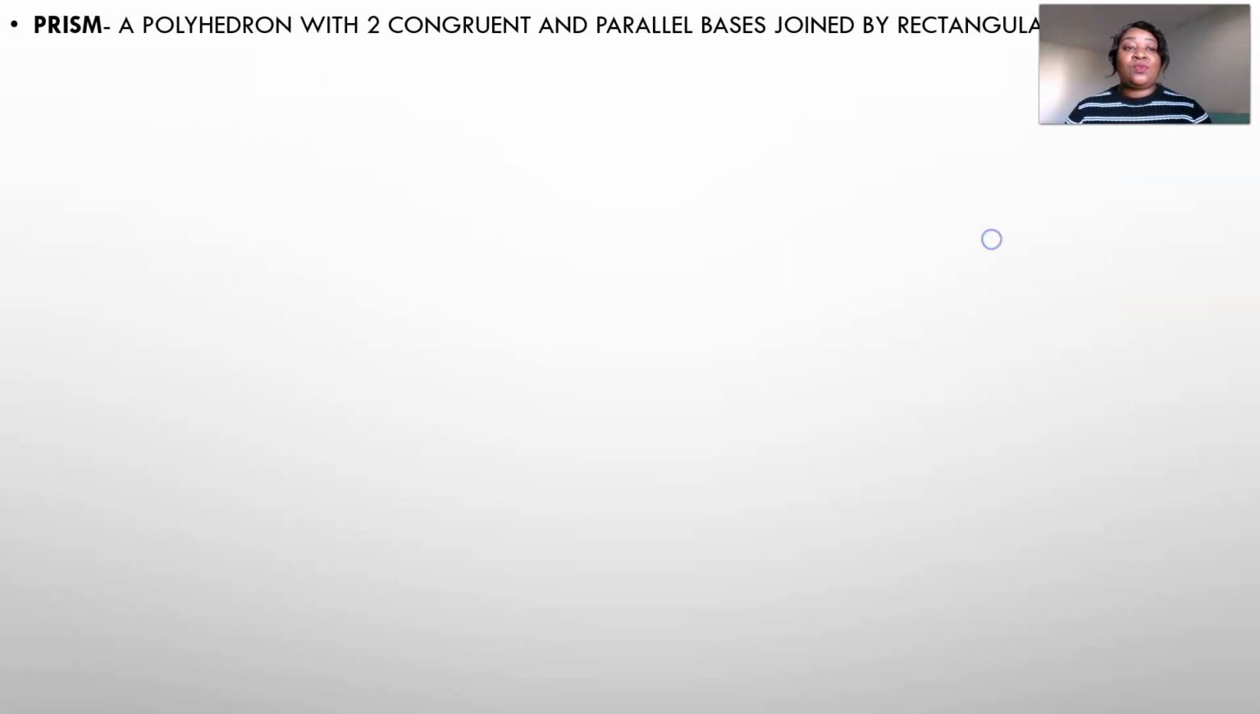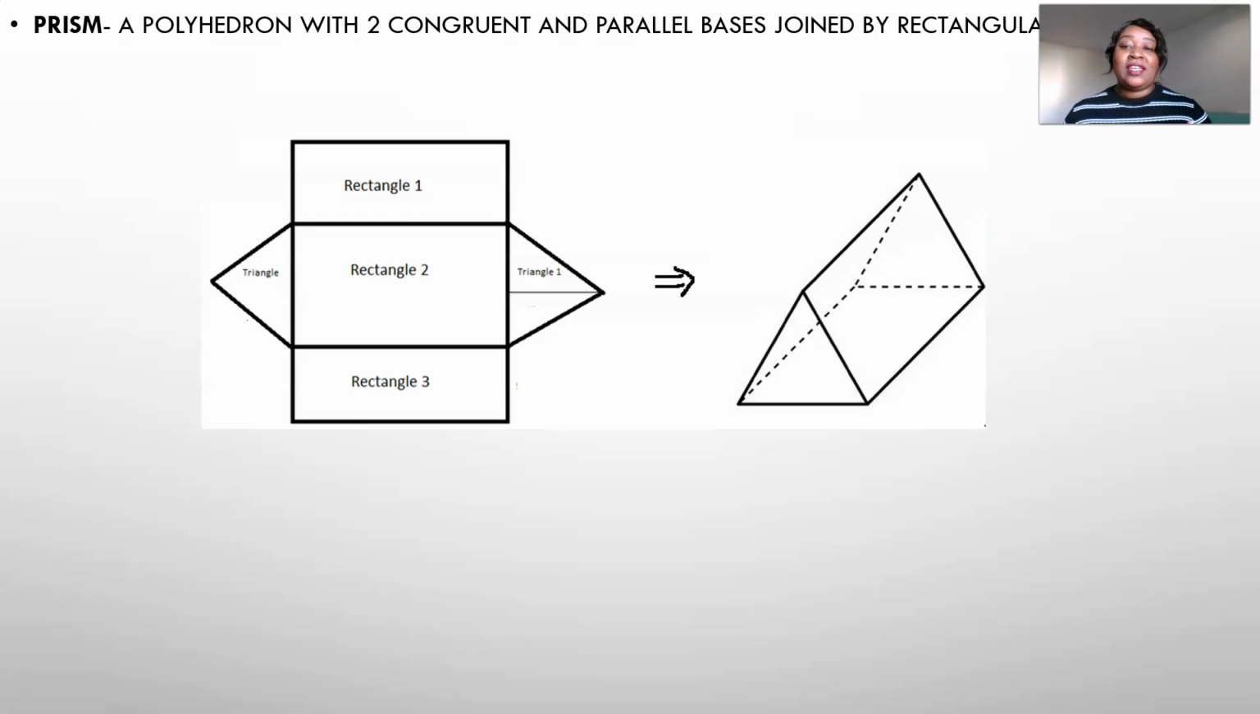Okay, so let's move on to talk about prisms. A polyhedron with 2 congruent and parallel bases joined by rectangular faces is called a prism. So 2 of the sides are the same, but the other sides might not be the same. In this example, we have this shape, and it has what? This side and another side, which are triangles, and the rest are rectangles. So this side and this side are what we call the bases. These are the 2 congruent and parallel bases.